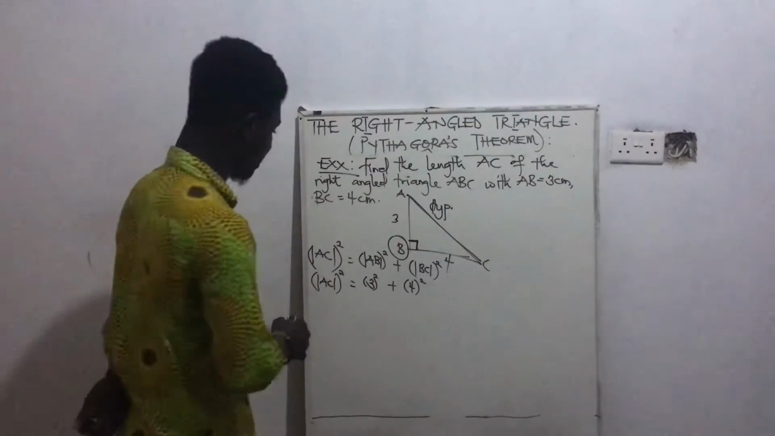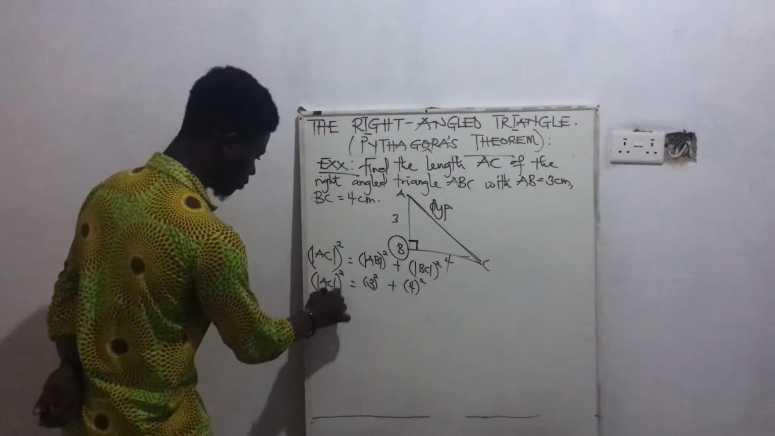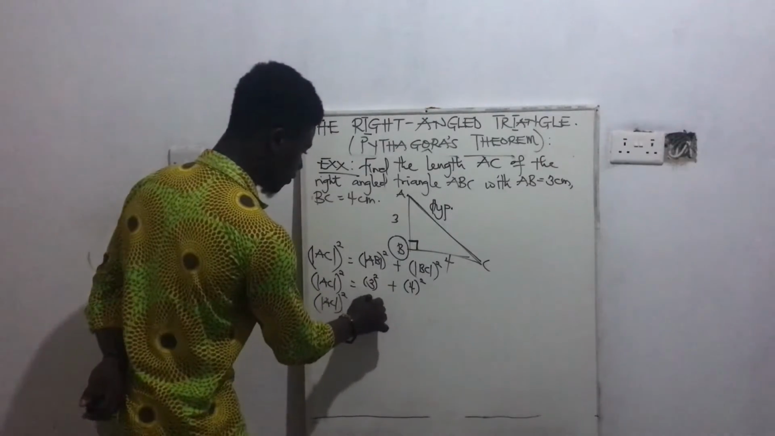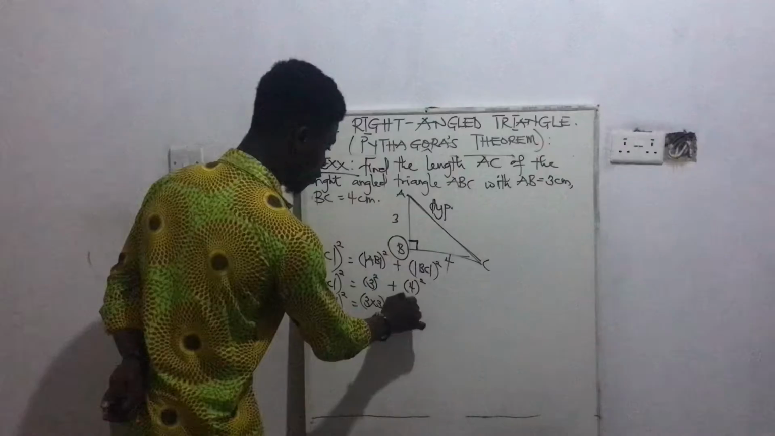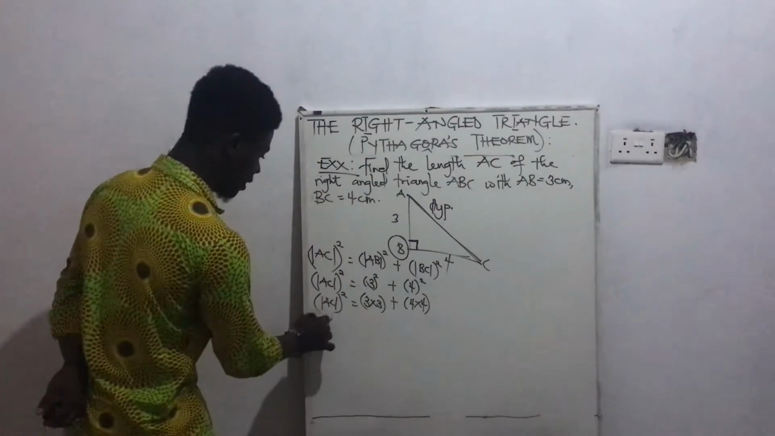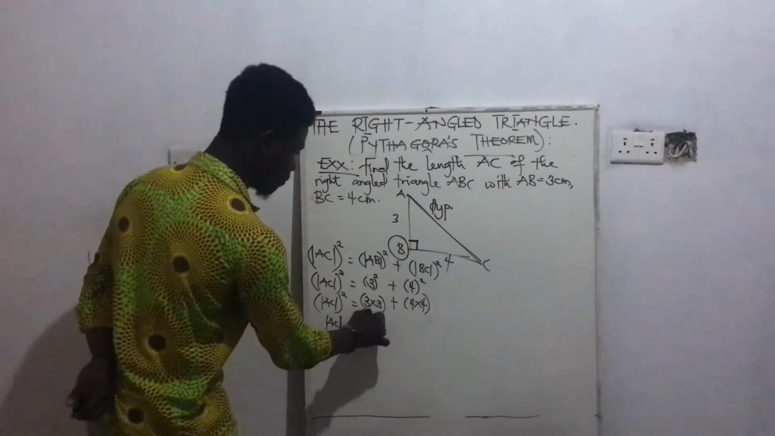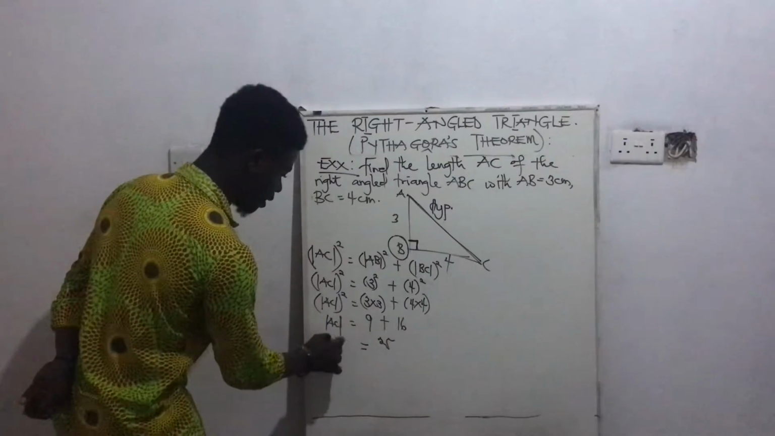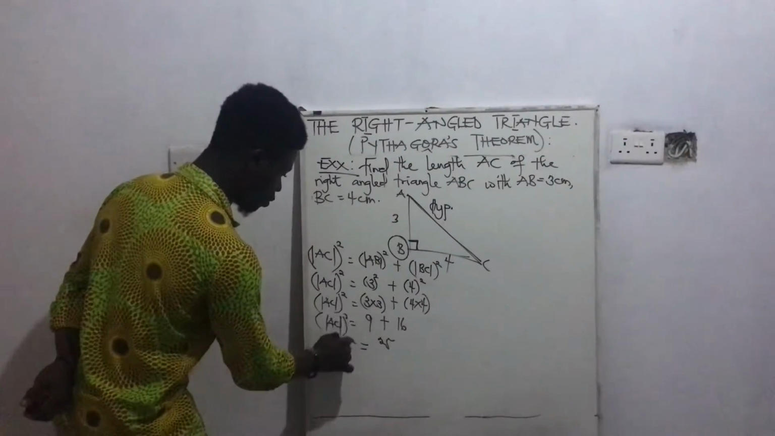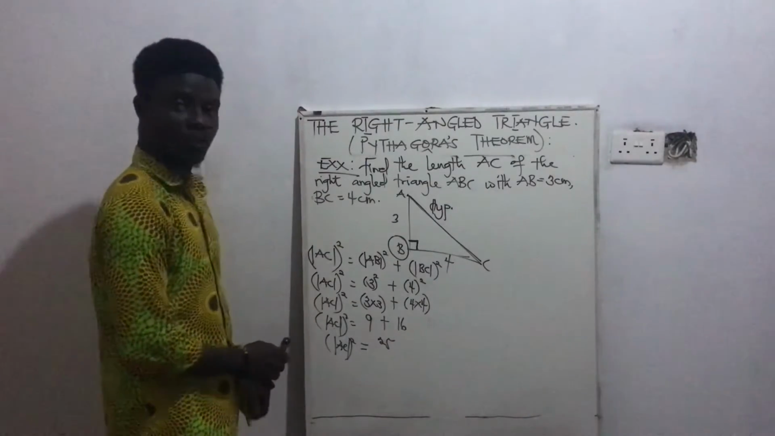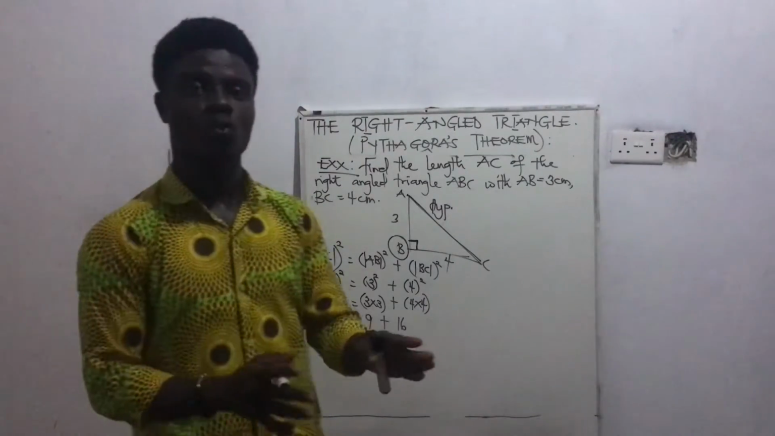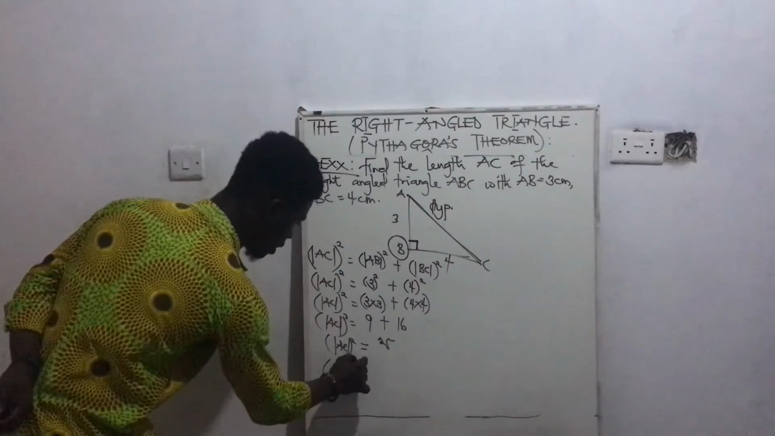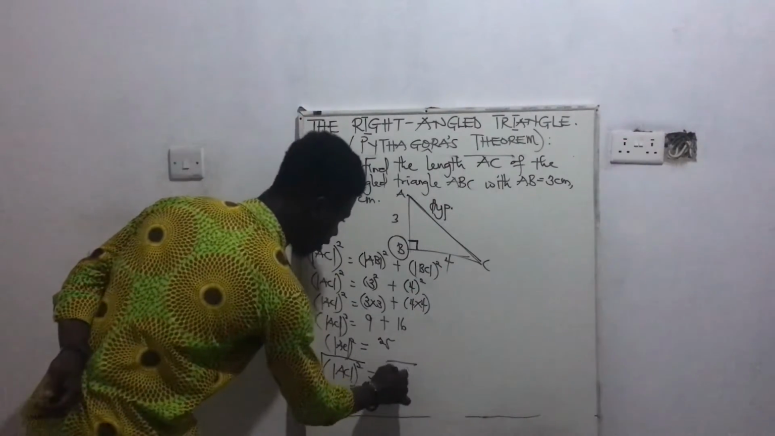So it means that the length of AC squared equals 3 squared, which is 3 times 3, plus 4 squared, which is 4 times 4. So AC squared equals 9 plus 16, and 16 plus 9 is 25. So now, to find the length of AC, I have to take the square root of both sides of the equation. I have my square root here, then I have my square root here also.